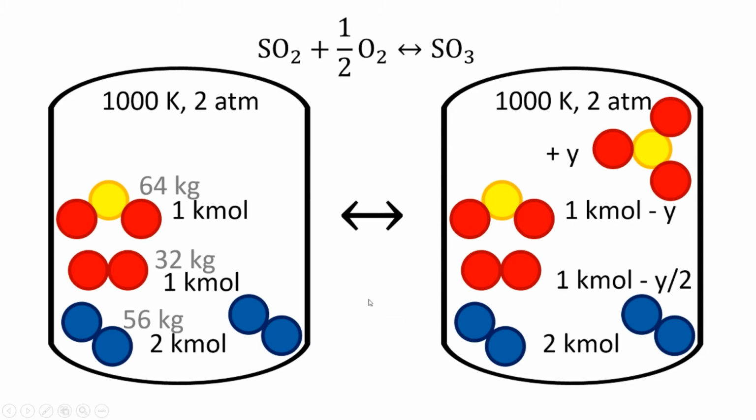So when I compare the system on the left and the system on the right, on the left, in total, I have 1 kilomole of SO2, 1 kilomole of O2, 2 kilomoles of N2, for a total of 4 kilomoles of gas. On the right side, I have Y plus (1 minus Y) plus (1 minus Y/2) plus 2. In total here, it depends on the value of Y, but in total I have 4 minus Y/2 kilomoles of gas.